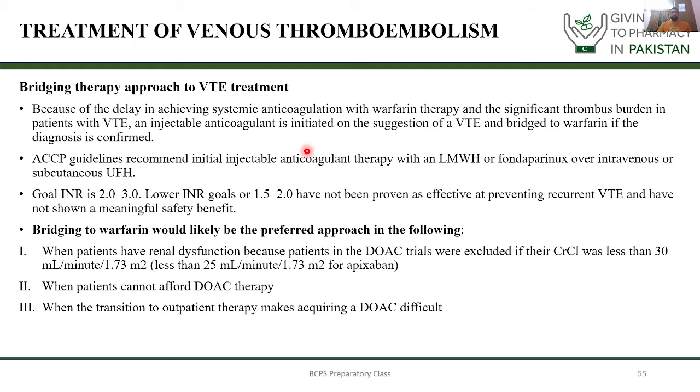Bridging therapy, as I told you, is where warfarin is bridged with the injectable anticoagulant, and after that, when the INR is within the therapeutic range for warfarin, we stop the injectable anticoagulant and continue with warfarin. The INR goal is 2 to 3 in these patients. A lower INR goal is not effective. In which patient category do we use this therapy? Patients who cannot use direct oral anticoagulants because the creatinine clearance is less than 30, patients who cannot afford direct oral anticoagulant therapy, or patients transitioning from inpatient to outpatient who cannot acquire direct oral anticoagulants. In those cases, we recommend this type of therapy.